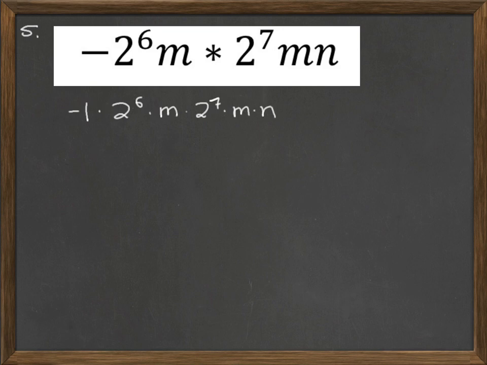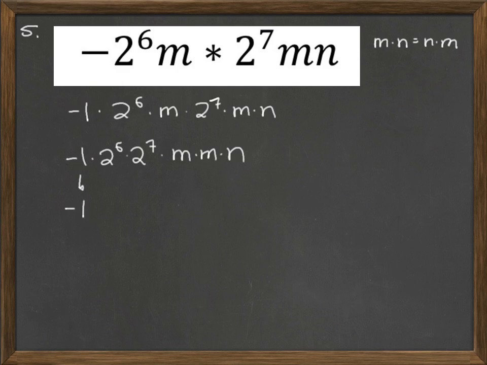Okay, so again, I want you to remember that all of these are connected through the operation of multiplication. And like I said, multiplication is commutative. In other words, for example, m times n is the same as n times m. So the order doesn't matter. So the first thing I like to do is to rearrange them so that things with the same base are adjacent or next to each other. And this is going to help me apply my product rule. So the negative 1 could just come down. Then we have 2 to the 6th times 2 to the 7th power. They have the same base, so I can add their exponents. So I have 6 plus 7. 6 plus 7 is 13.